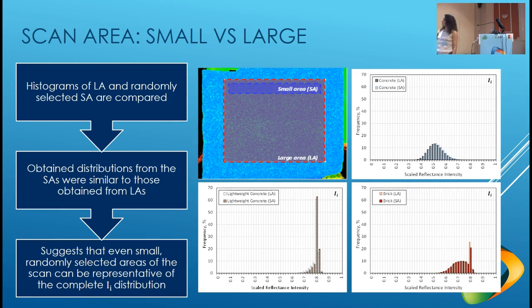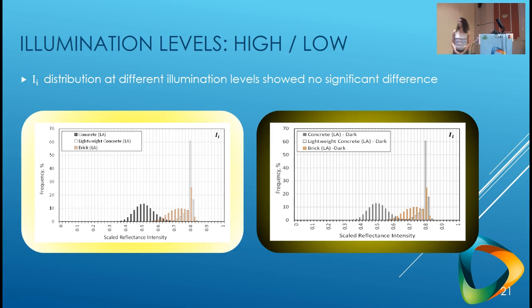You can see here in these figures for the lightweight concrete on the left bottom and the brick, both the large area and small areas are put on top of each other. It's almost the same histograms that we got for intensity distribution.